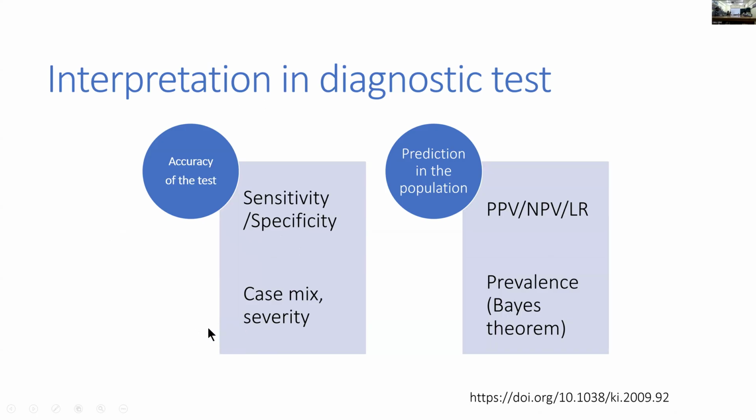But if you take a mix of disease, the clinical spectrum, the sensitivity will change accordingly. Now, this test predicts the population, how the test works in a population. So it depends on the prevalence or the pre-test probability of a patient having the disease. That determines what is the positive or the negative predictive value of the test.